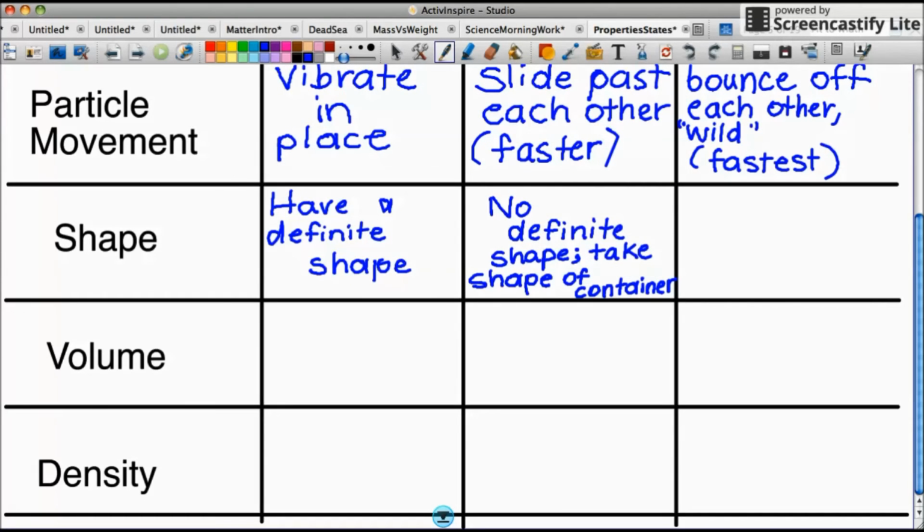And gases, do they have their own shape? Now, if I put air into a balloon, and it takes the shape of that balloon, when I let the air out, is it going to stay in that balloon shape? No. It has no definite shape either. The same thing for that one. They take the shape of their container.